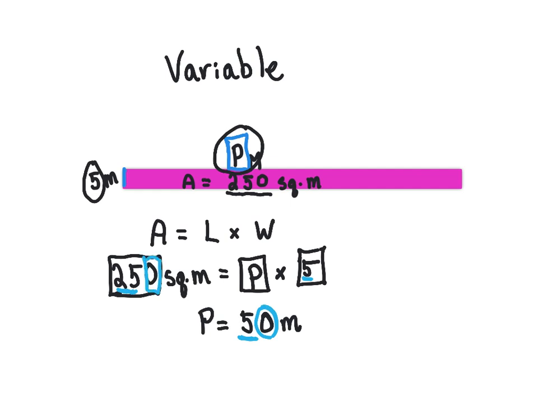So it's 50. Now, if we want to make sure, we should always be checking to see if it works. So let's plug in 50 where the P is. So we would do 50 times 5, which is 5 times 5 is 25, and our 0. So 250. So we did this problem correct. Check.